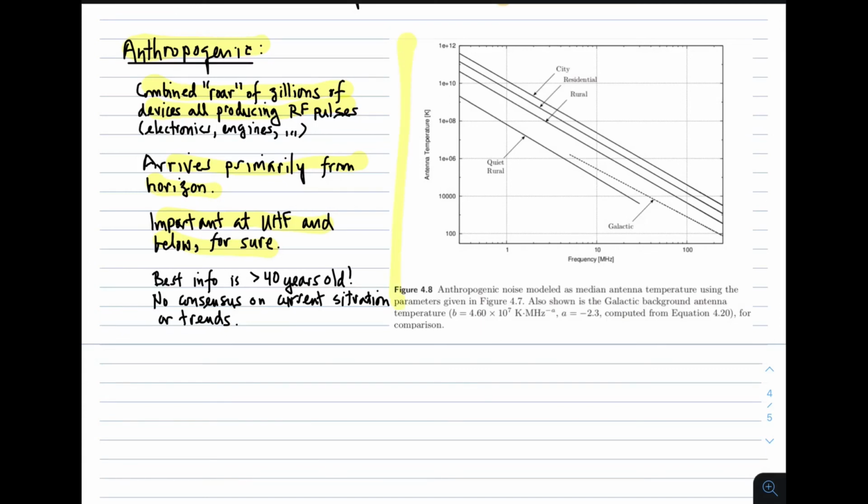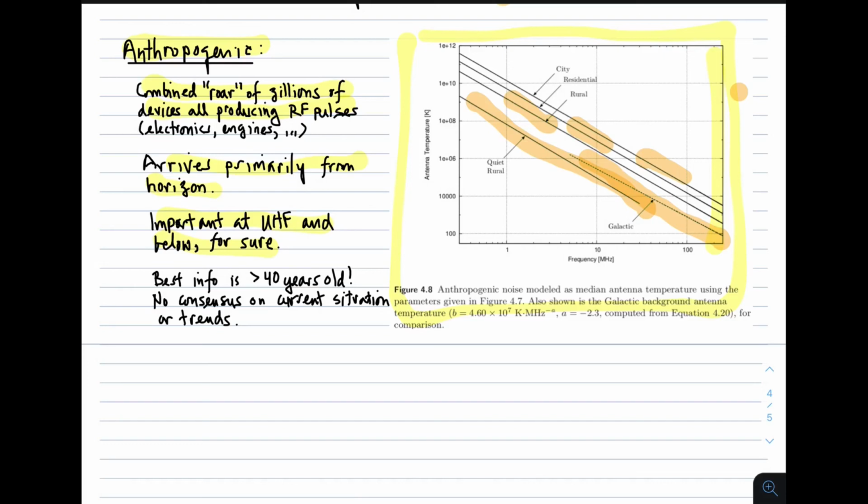Here is one plot that kind of shows what's happening at frequencies where this is relatively well understood, which is below 300 megahertz or so. So below 300 megahertz, you see a galactic synchrotron background that goes down like this. And then quiet rural is comparable to galactic. And then there are different curves here indicating increased levels of noise, as you'd expect, as the population density goes up.